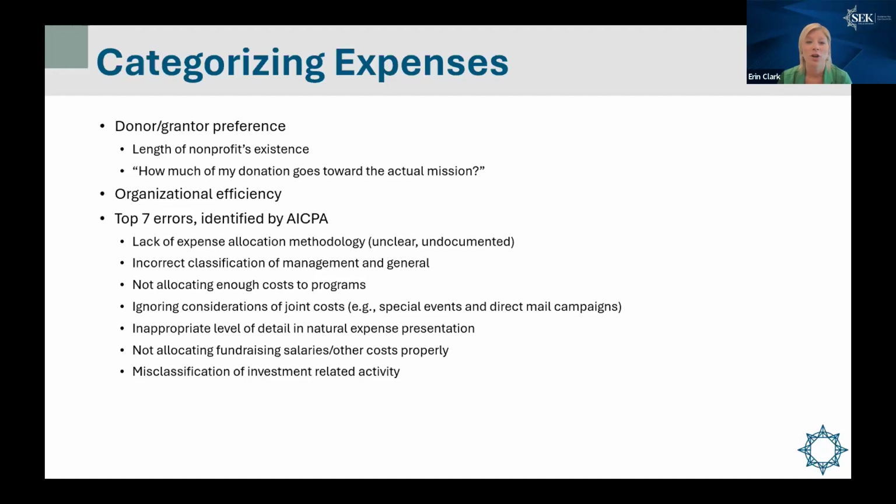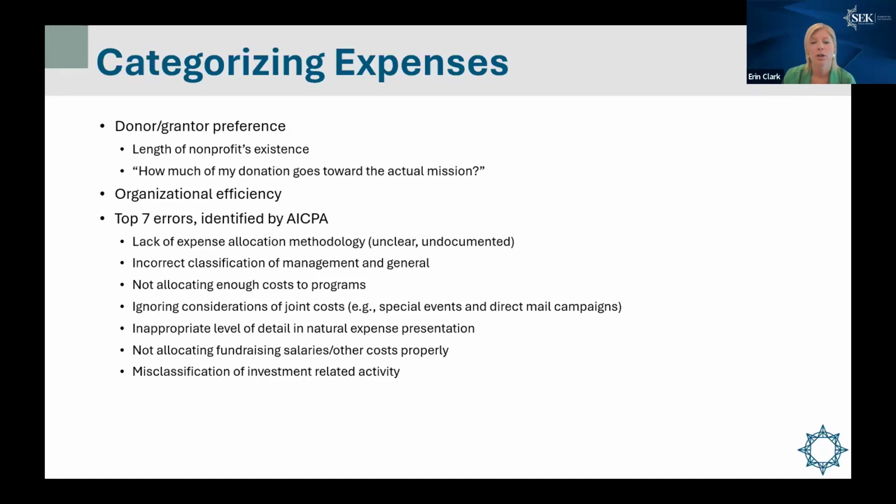Similarly, not allocating enough costs to programs. And again, I'm going to defer to salaries on this because I would assume for most of your organizations, payroll and personnel costs are the largest chunk of your expenses. So absolutely making sure that you are assessing and analyzing those costs and allocating everything possible to program, because as we'll see in a few slides down, there is sort of a threshold that we look at that's the minimum percentage that we want to see there.